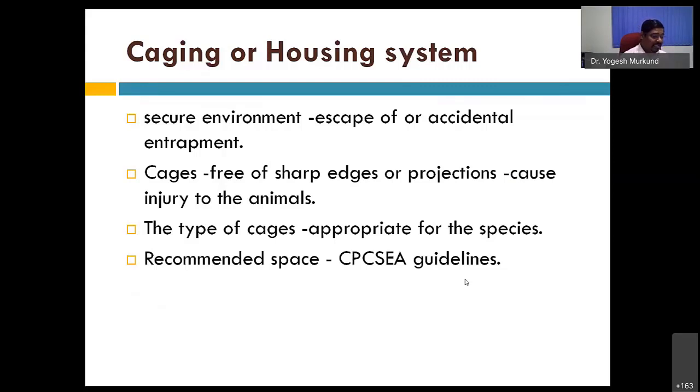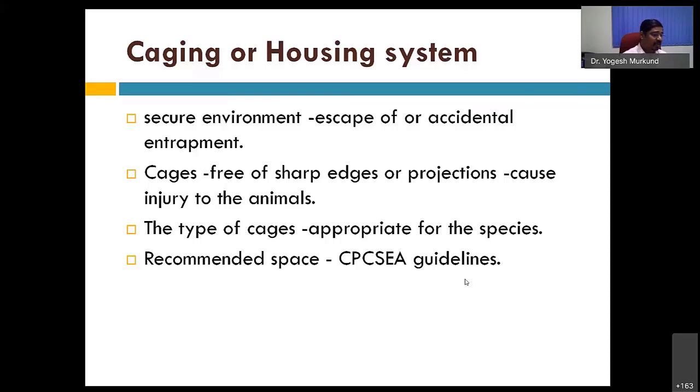Now, these cages also should be free from sharp edges or projections that could cause injury to the animals. This happens. Rabbit cages are mostly stainless steel cages, isn't it? So, if they have sharp edges, then there is a problem, they can inflict injury to the animals.